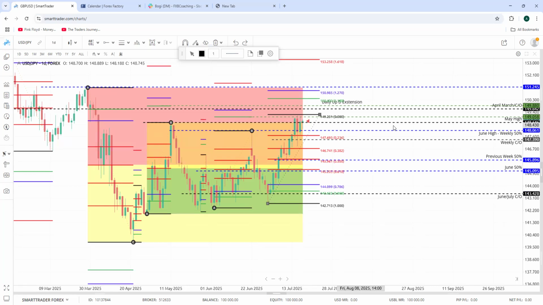However, we need to be underneath this May high here. We need to close under this May high, preferably close below this June high weekly 50%, and then we could trade down to this 50% right here, this weekly 50%, because it's the 50% of this swing as well, right? And could we go to the June 50%? Yeah, you could. Why? Because look at this range right here.